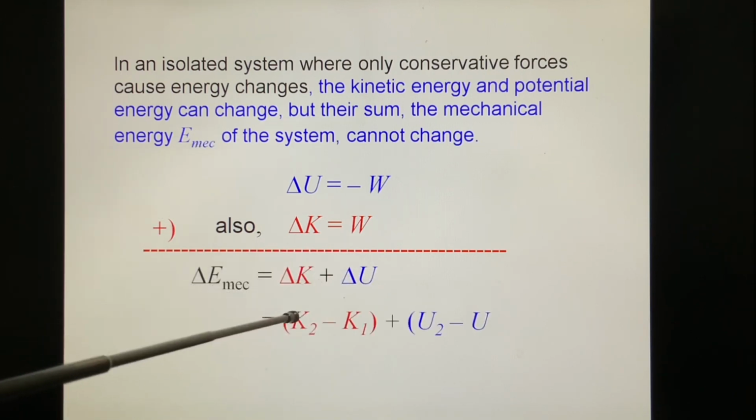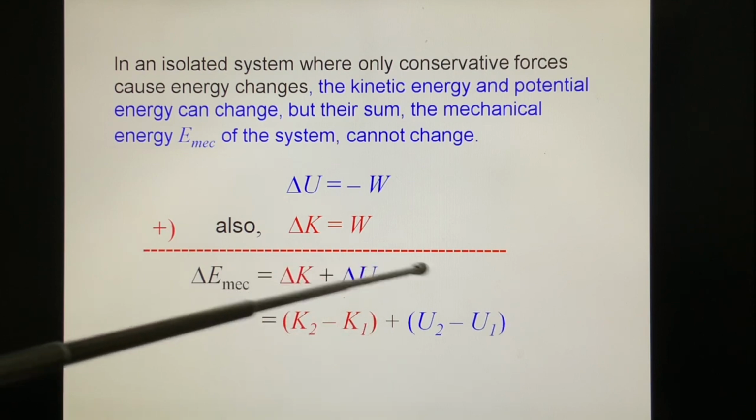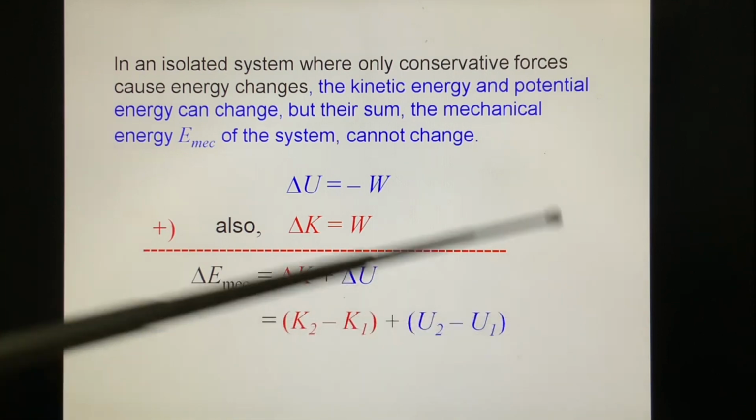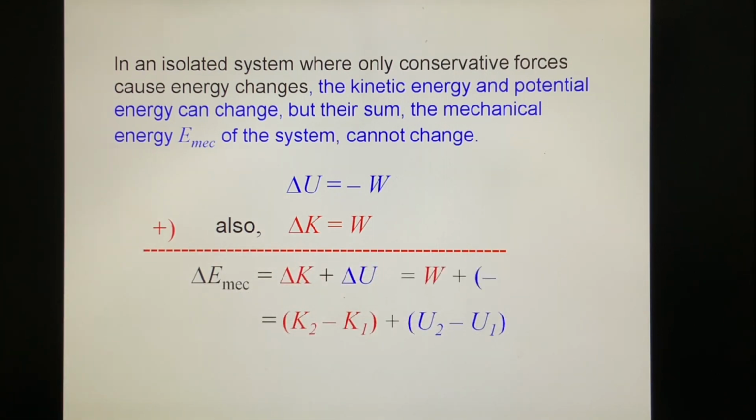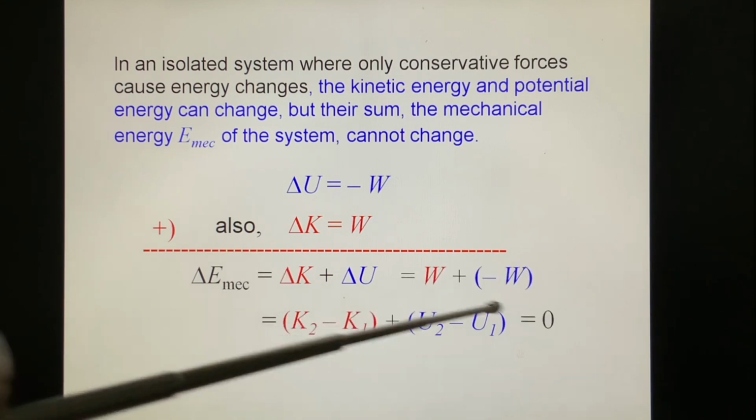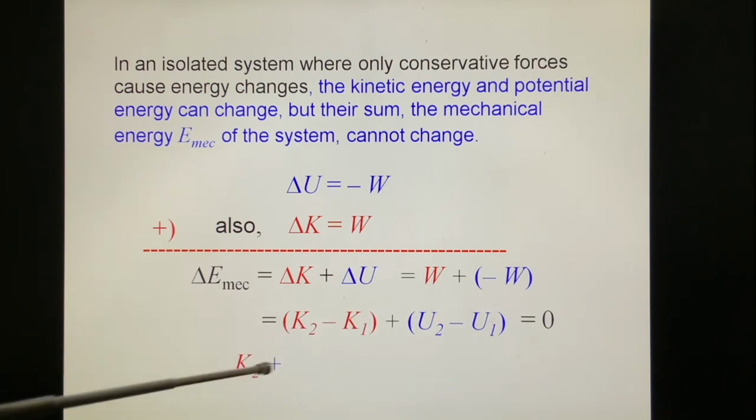And delta K is K2 minus K1. Delta U is U2 minus U1. This is equal to 0. Okay? So we get another form from here: K2 plus U2 equals K1 plus U1.